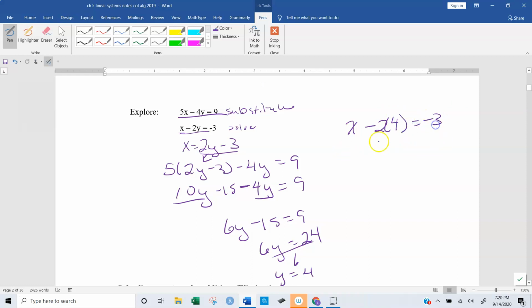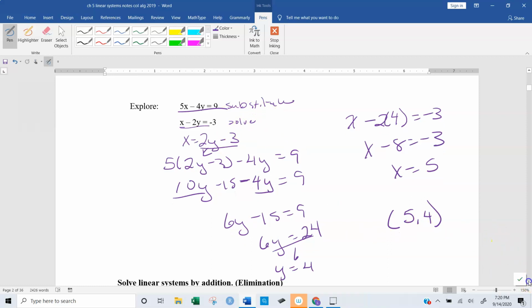Equals negative 3. So we got x minus 8 equals negative 3. Add your 8 over. x equals 5. And our answer is 5, 4. All right, I hope you did well. You should be plugging them in to check, and you will find that both solutions work.